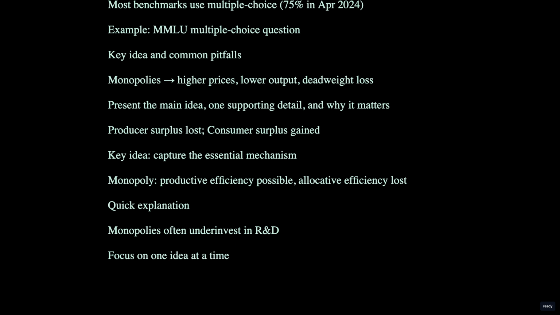Keep each board or slide centered on a single concept. That clarity makes the reasoning easier to follow and helps learners absorb the core idea before you introduce examples or exceptions.